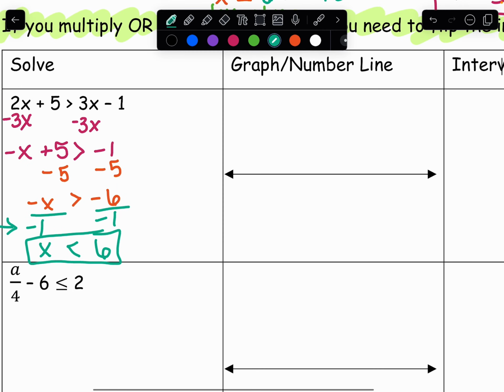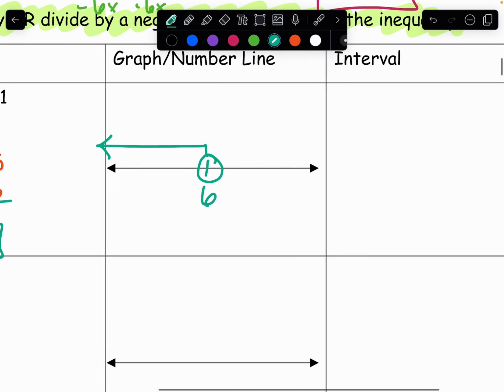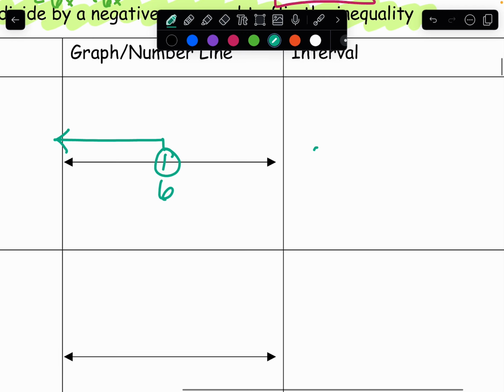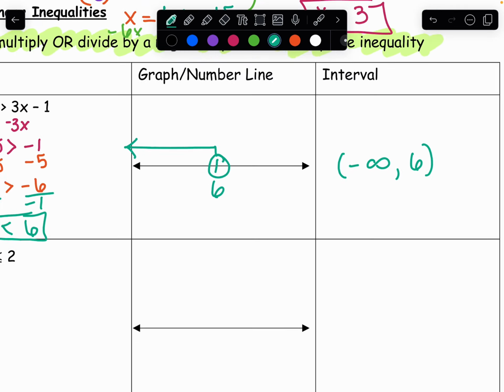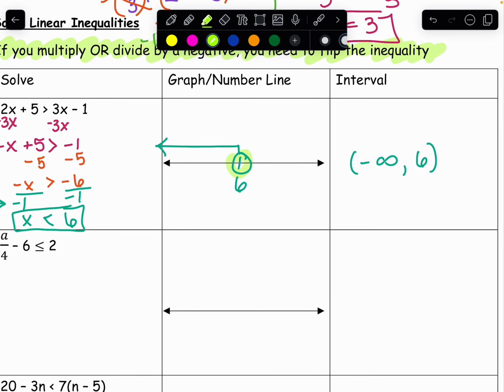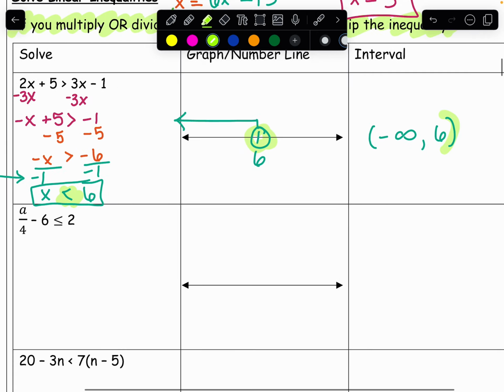We are now going to graph that on a number line. So here's 6 with an open circle, and x is less than it, so we're going to go to the left. And so our interval, this should be review, is going to be parenthesis negative infinity to 6 with a parenthesis. Remember, those parentheses and open circles are coming from that inequality that we have.